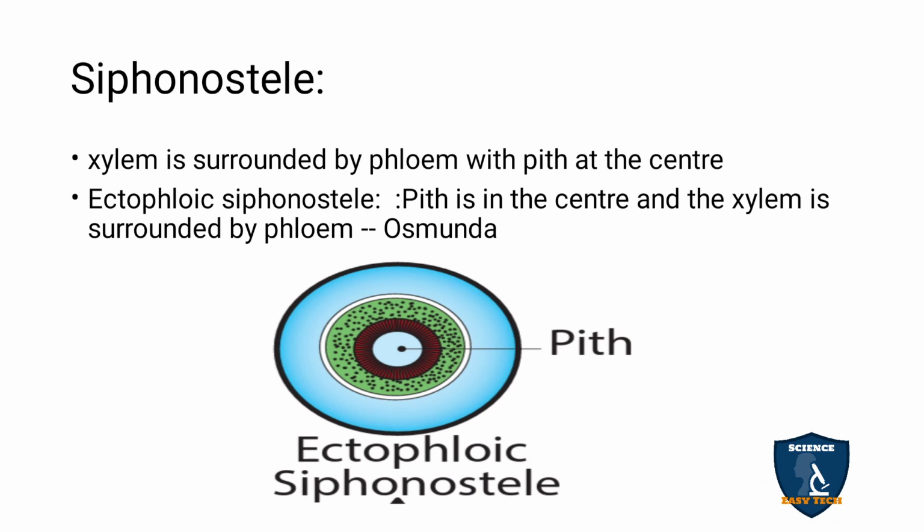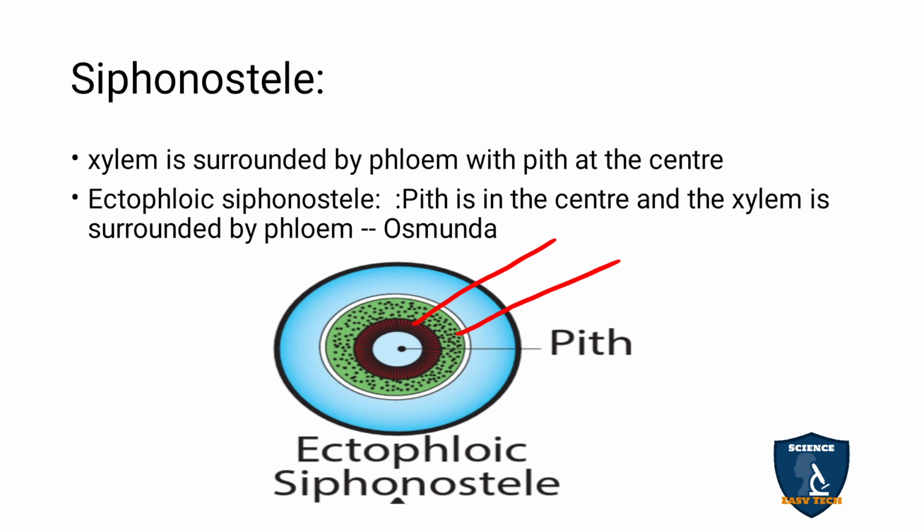Next, Siphonostele: the xylem is surrounded by phloem. You can see it is the vice versa of protostele. The pith is seen here, and the pith is surrounded by xylem, and next it is surrounded by phloem. So the pith is in the center, and the xylem is surrounded by phloem. That is called Siphonostele.